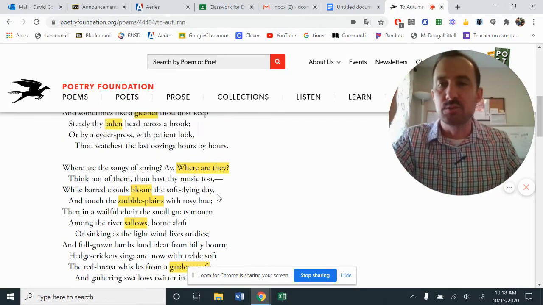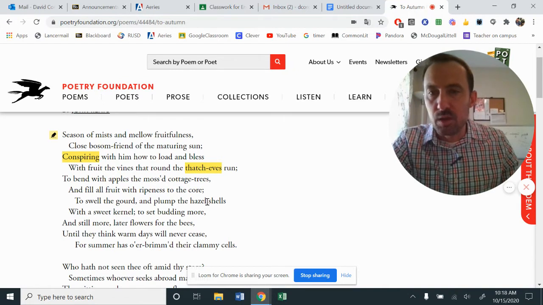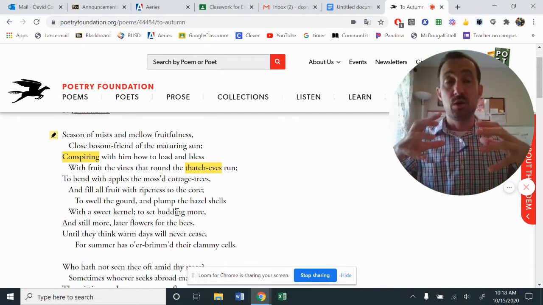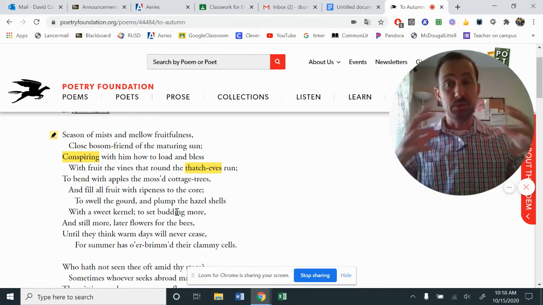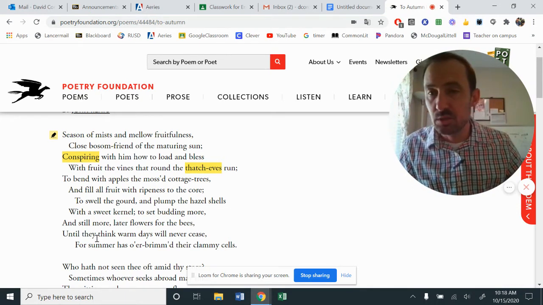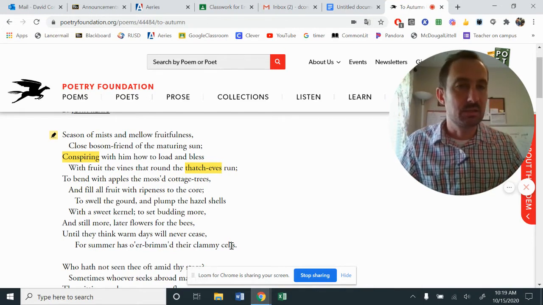They're talking about, in this paragraph, let's see, it says, "to bend with apples, to swell the gourd, to plump the hazel shells with sweet kernel." It sounds like everything is kind of blossoming or coming to fruition. Okay, something is building. Later, "flowers for the bees," so there's pollination, "until they think warm days will never cease, for summer has o'er-brimmed their clammy cells."